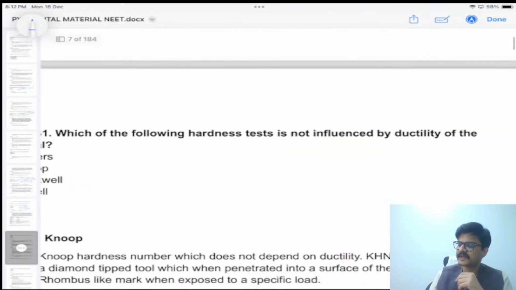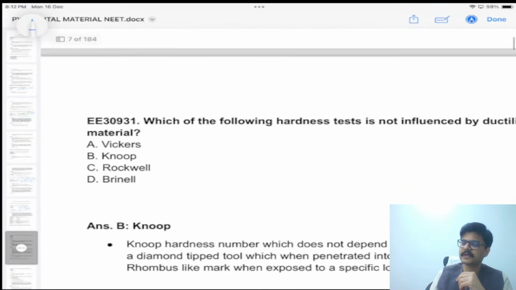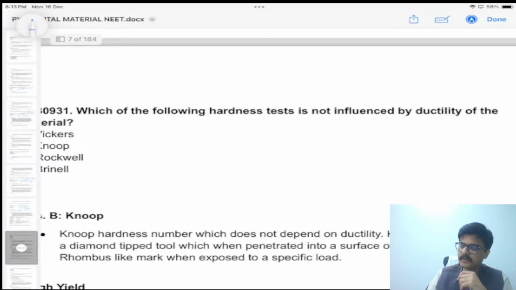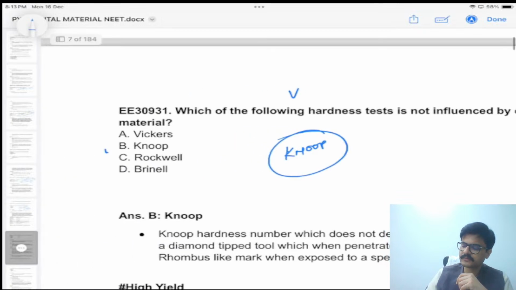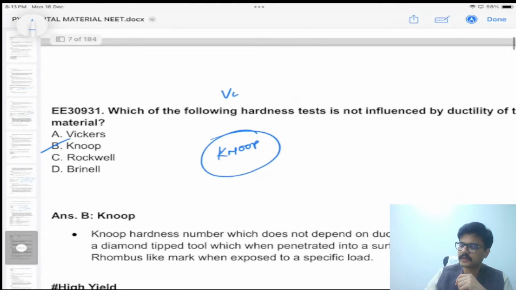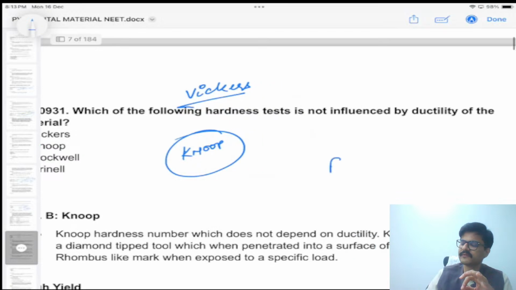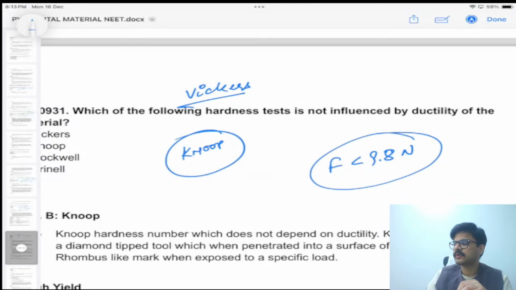Which of the following hardness tests is not influenced by the ductility of the material? The answer is Knoop, guys. So Knoop and Vickers, obviously here, let's just review the answer. Then what are the other related questions? Knoop and Vickers both are micro hardness tests. Why micro hardness? Both use force levels of less than 9.8 Newton. Both cause a permanent indentation of up to, if I remember correctly, only 19 microns.